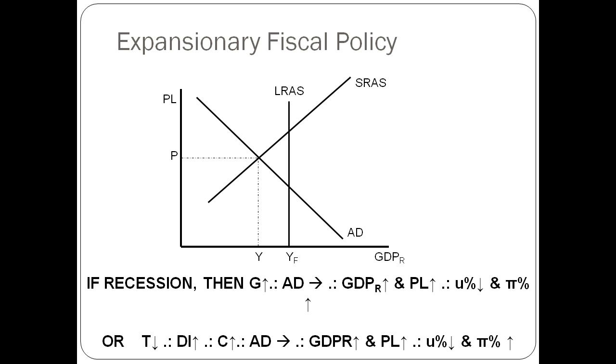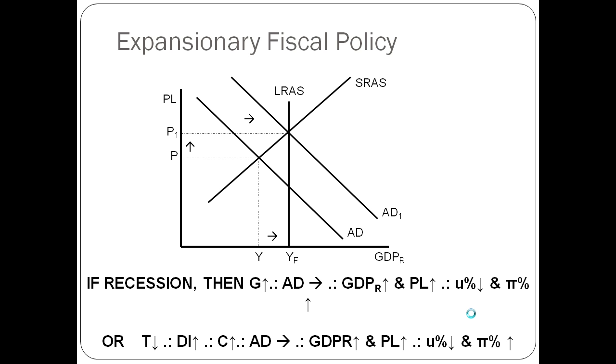Okay, so the government is going to increase government spending, which shifts aggregate demand to the right, and the goal is to get it back to full employment output right there at 81. After that increase in government spending, you can see it pushed up the price level, it pushed up output back to full employment output, which will lower the unemployment rate and raise the inflation rate.